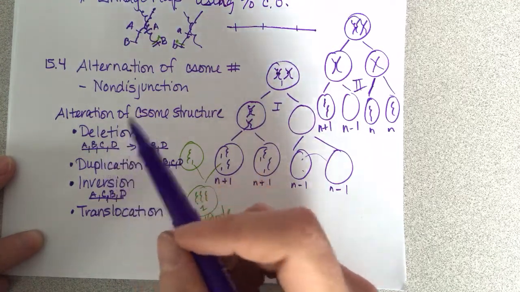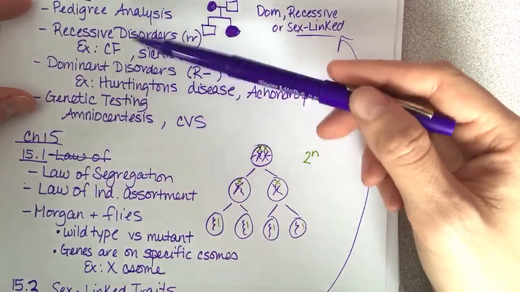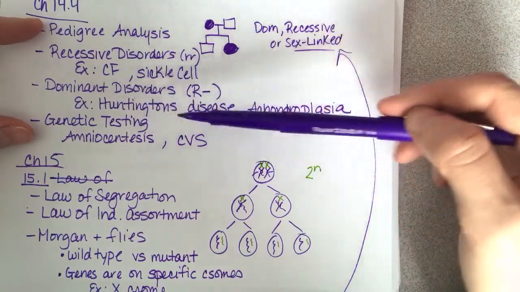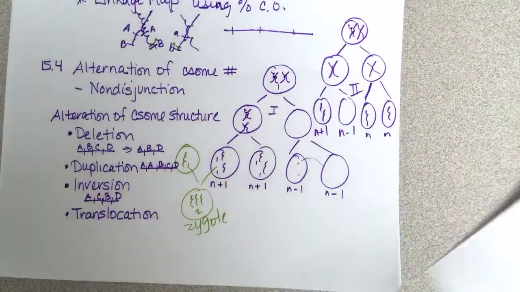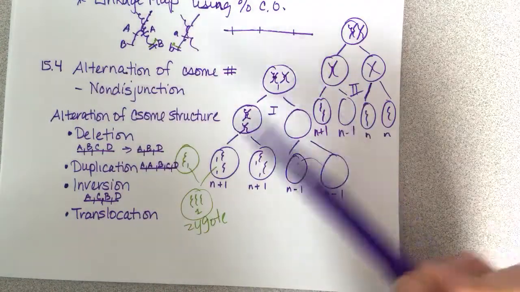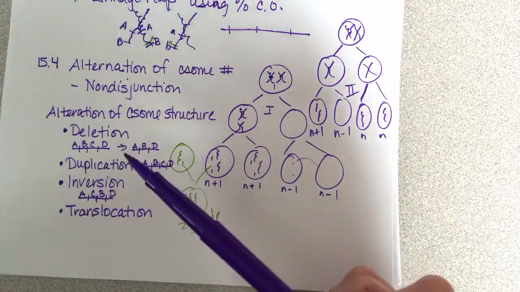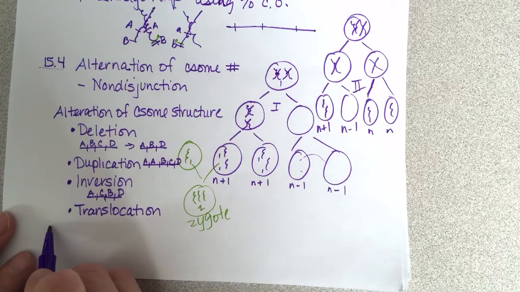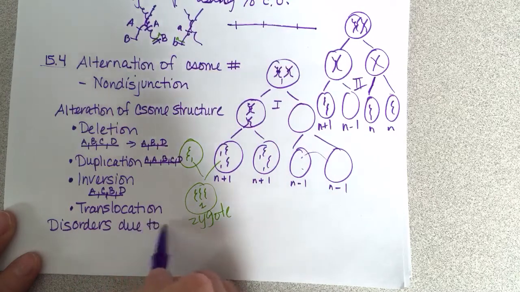So disorders can happen because of a gene. You inherit a gene, and that's how sickle cell anemia and cystic fibrosis and Huntington's, all of those are inherited. But this is showing you that you can also have genetic disorders that are caused by abnormal numbers of chromosomes or by something wrong with the chromosomes, so the alteration of chromosome structure. So the last part in 15.4 here is we talked about disorders due to chromosome alterations.